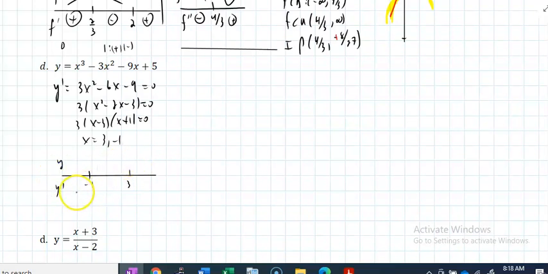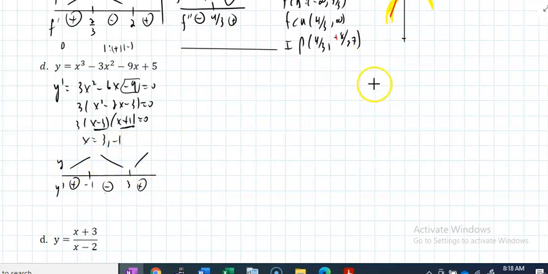If I pick a point to the left, say negative 2, negative 2 in there will make that a negative 5 and a negative 1. Negative times negative is a positive. If I pick 0, that will make that a negative. If I pick 5, 5 minus 3 is positive, 5 plus 1 is positive. So we have increasing, decreasing, increasing.